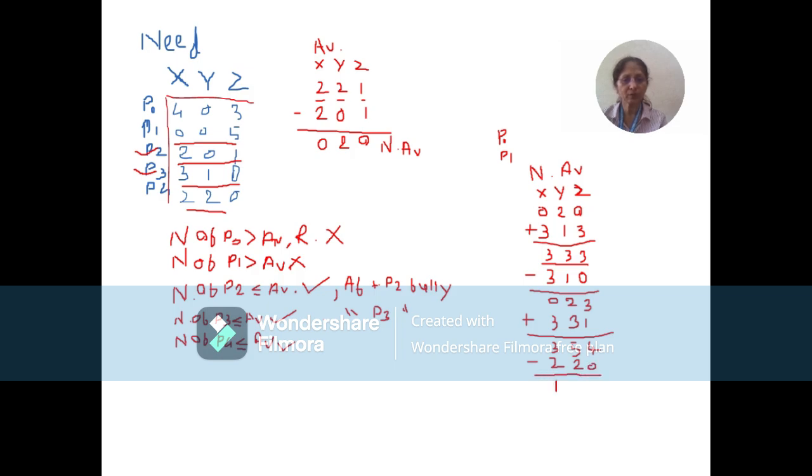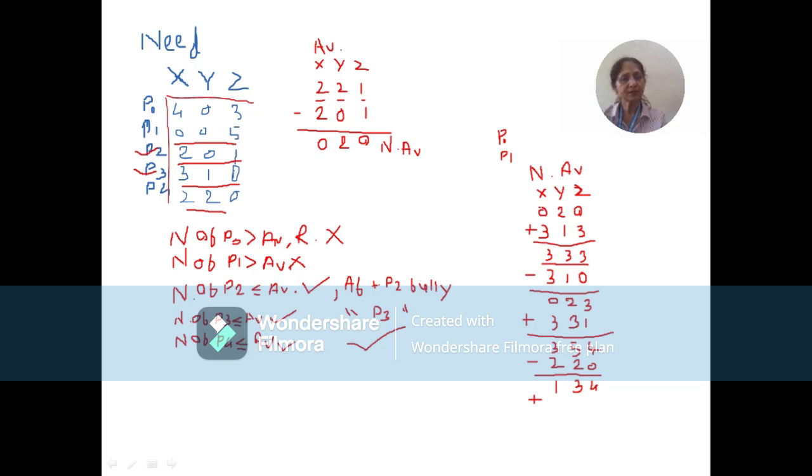3 minus 2 is 1, 5 minus 2 is 3 and 4 minus 0 is 4. Fine. So after some time P4 will be fully executed, releasing the resources. So we have to add the max of P4 to the current available. Purposely I am doing the calculation here, so you can see I am adding max and subtracting the need of that particular process.